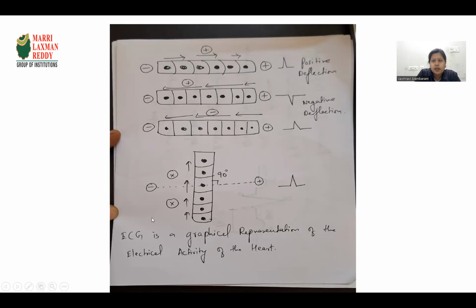And when do you get an isoelectric line? Whenever you are not having any transfer of action potentials, when the heart is at resting position, you have the isoelectric line. Also, you will have an isoelectric line when there is very slow conductivity, or when your action potentials are moving in a perpendicular direction, that is at a 90 degree angle to the axis line. This dotted line is the imaginary axis line of any lead between any two electrodes.